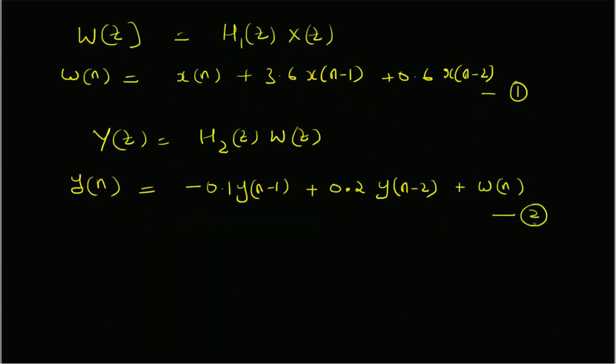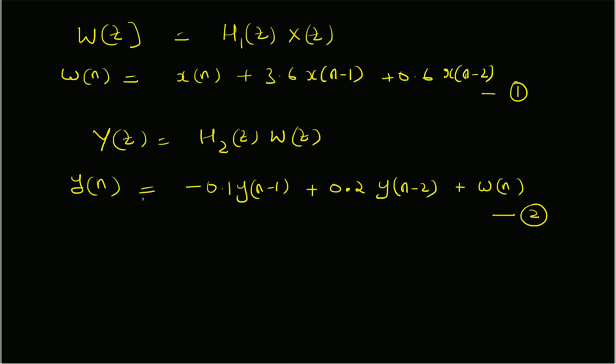So that is the system, that is equation number 2. First the input basically goes through an FIR system, we get w of n, and now w of n goes through a system, or basically an all pole system, and we get the output y of n.